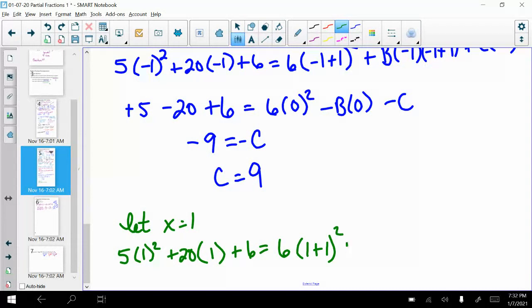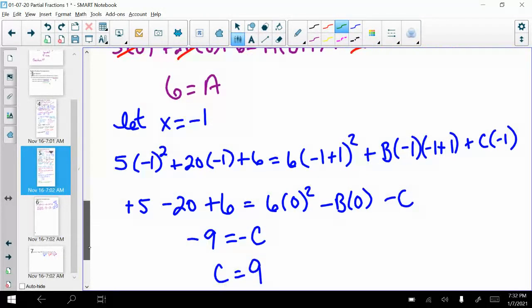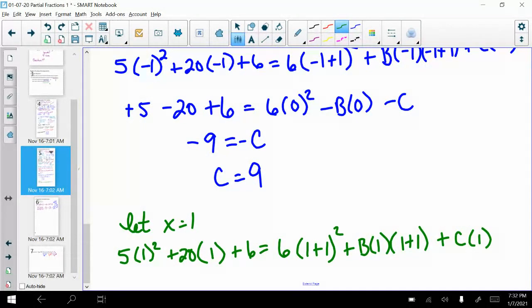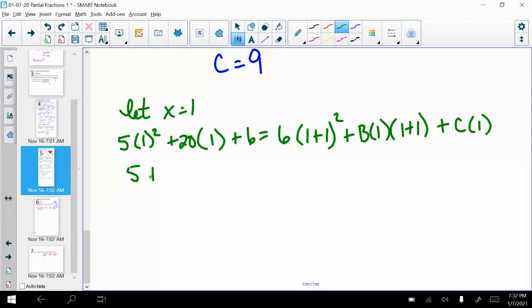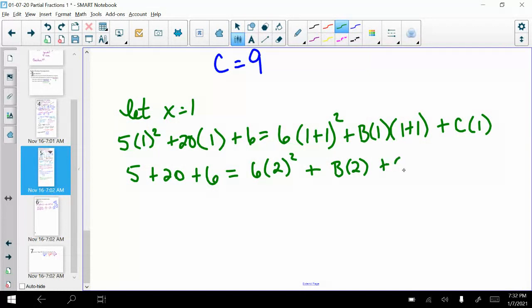All right, 5 times 1 squared plus 20 times 1 plus 6 equals 6 times 1 plus 1 squared, plus b times 1 plus 1, plus c, and c gets multiplied by just x, so c times 1. Oh, wait, we know b. No, we know c. Just kidding, we know c. C was 9. Let's plug c in. That would probably be smart. Okay, so it was 9 times 1.